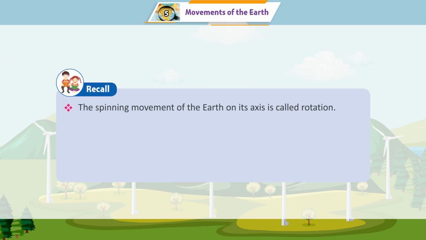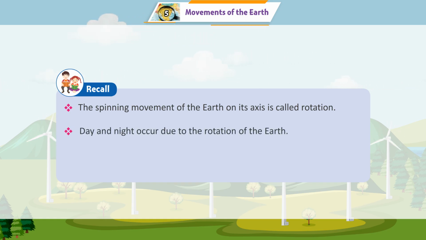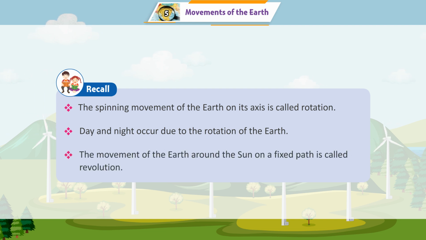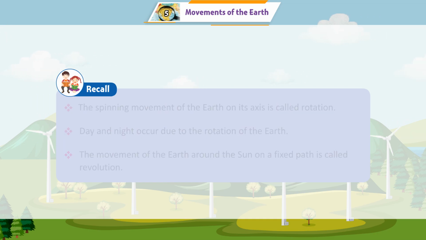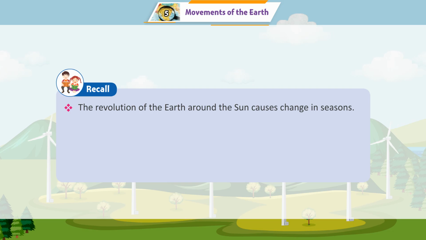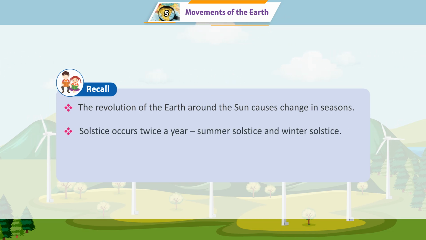Recall, the spinning movement of the Earth on its axis is called rotation. Day and night occur due to the rotation of the Earth. The movement of the Earth around the Sun on a fixed path is called revolution. The revolution of the Earth around the Sun causes change in seasons. Solstice occurs twice a year, summer solstice and winter solstice.